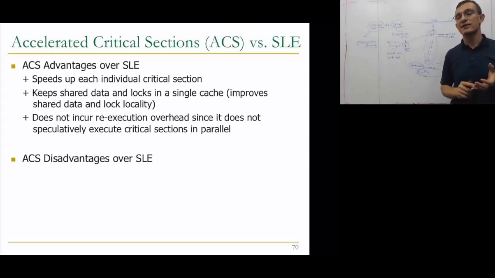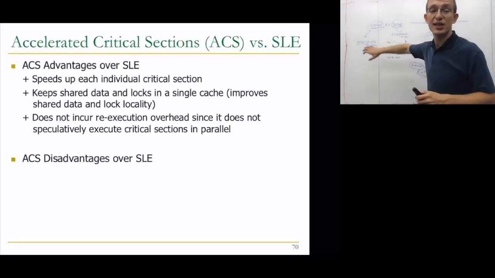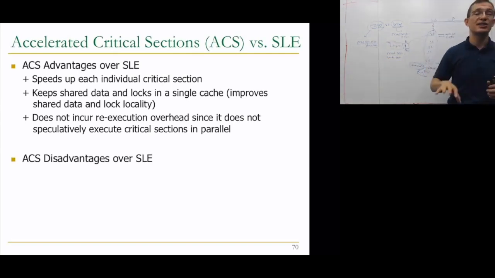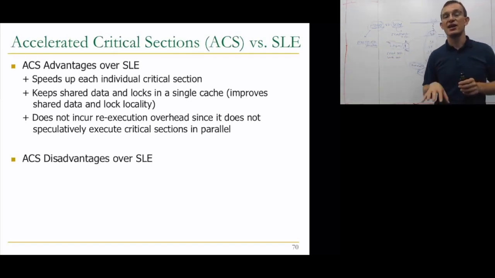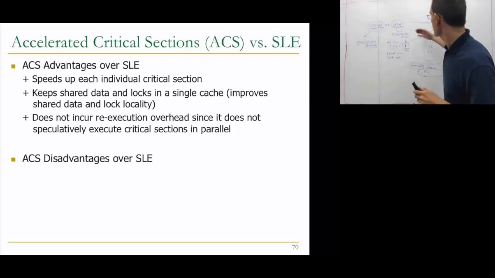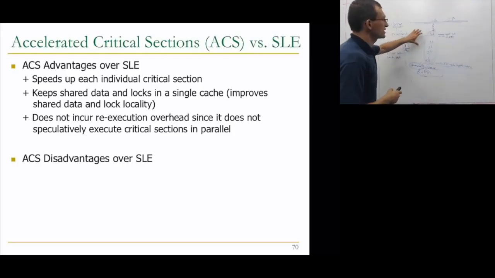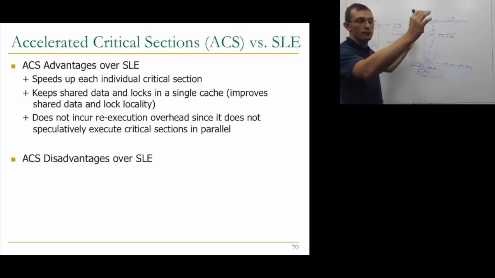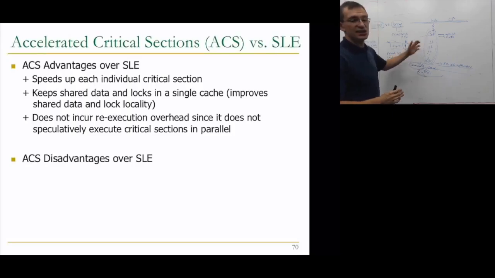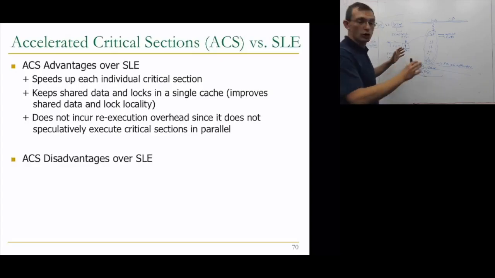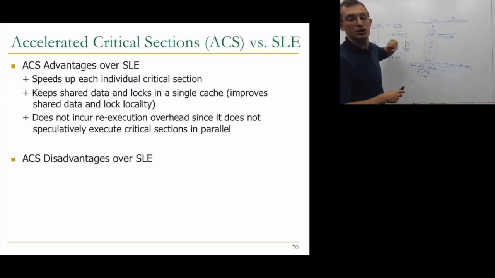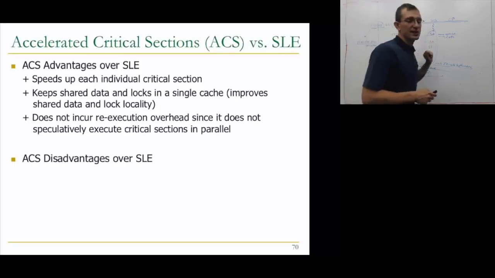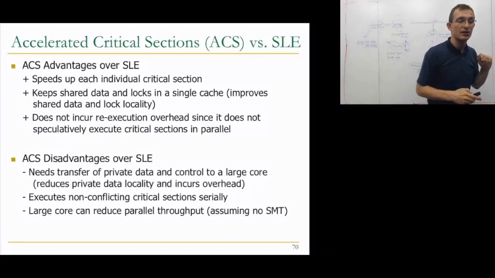Right? And the third advantage is that accelerated critical sections can keep shared data and locks in a single cache. It can improve shared data and lock locality. Whereas this doesn't exist in SLE, because in accelerated critical sections, every critical section is executed in a single place, a single core with hopefully a large cache. Whereas with speculative lock elision, every critical section is still executed in a different core, right? Wherever it happens to be executed, basically. Okay, but accelerated critical sections also has disadvantages over speculative lock elision.